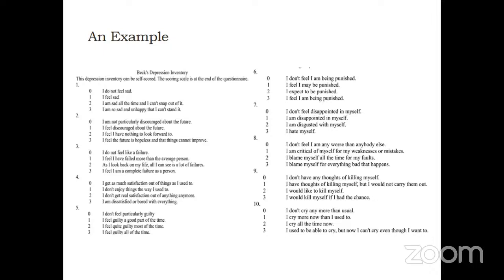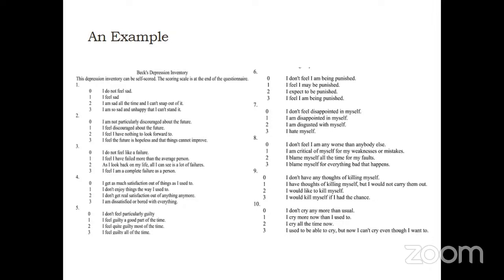Let us consider the Beck Depression Inventory. In this particular scale, we have all these different items. And for each of these items, for example the first one, there are 4 options. 0 stands for I do not feel sad. 1 stands for I feel sad. 2 stands for I'm sad all the time and I can't snap out of it. And 3 stands for I'm so sad and unhappy that I can't stand it.